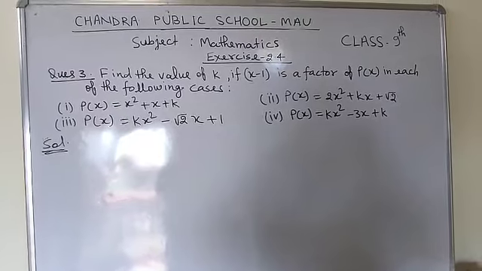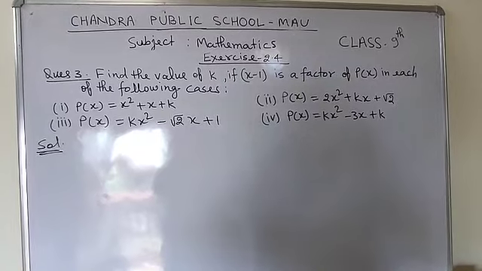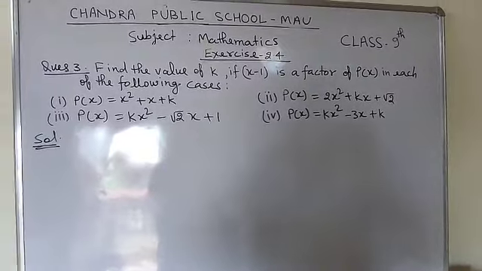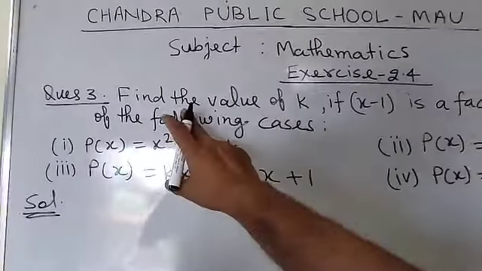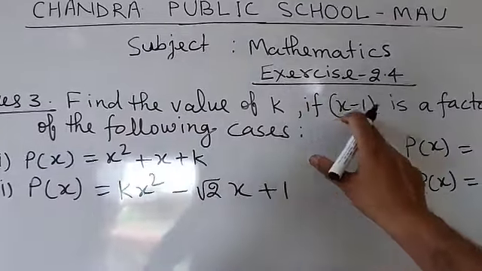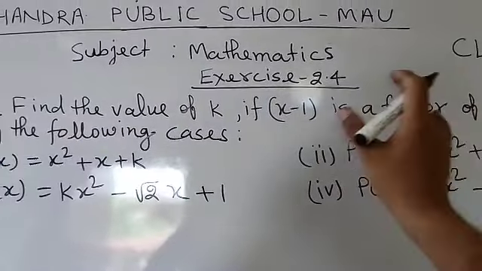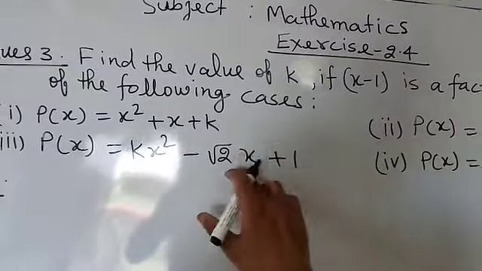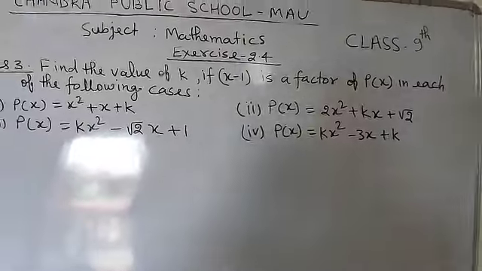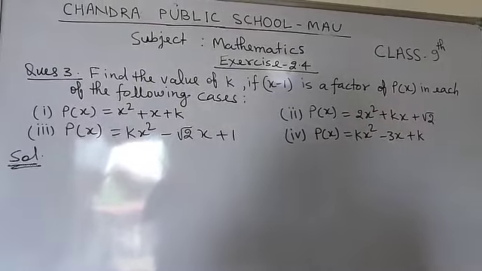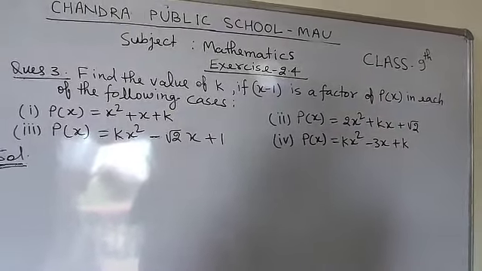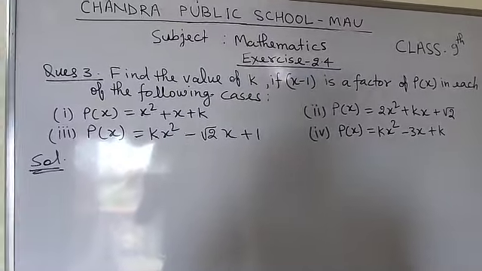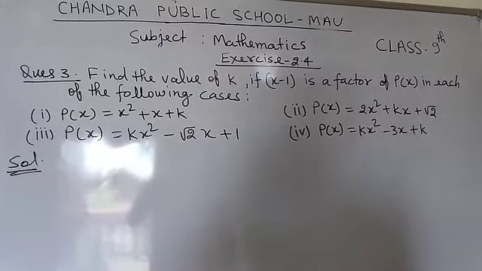Now students, here is question number three. Find the value of k if x minus 1 is a factor of p(x) in each of the following cases, and 4 parts are given. It is clearly given that x minus 1 is a factor of each and every polynomial in the 4 parts. So if x minus 1 is a factor, it shows that if all these polynomials are divided by x minus 1, the remainder will be 0. So all the 4 parts will be solved in a similar way.